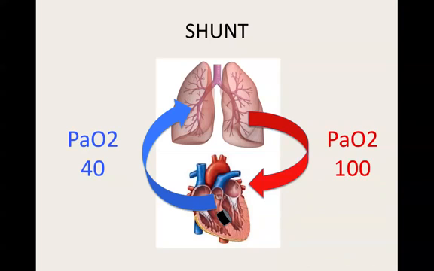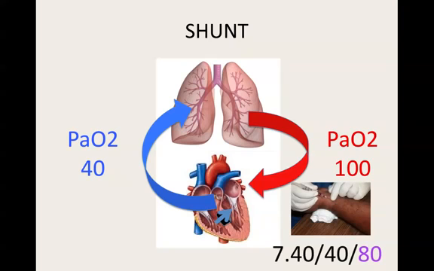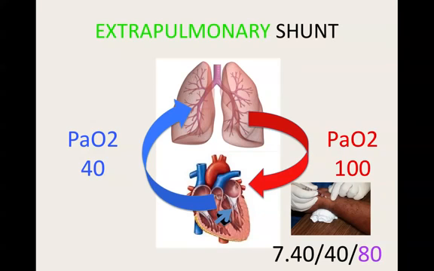Now let's see what happens if I were to put a hole in the wall of the heart that separates the two sides, or what we call a septal defect. Now you can imagine that deoxygenated blood is bypassing the lungs and mixing with arterial blood. So now imagine sampling the arterial blood. Of course you're going to get a lower PO2. So this is an example of what we call an extrapulmonary shunt.